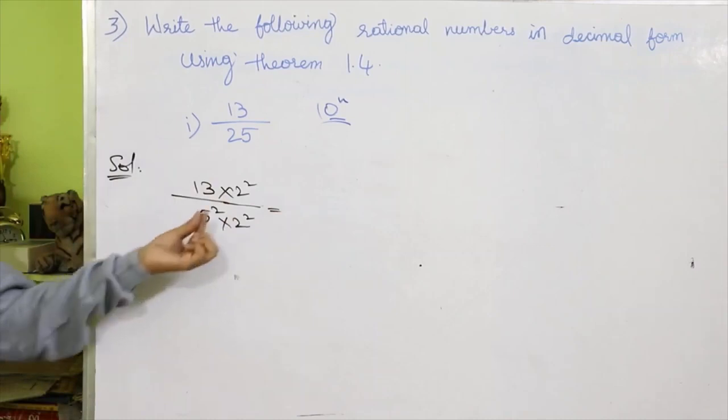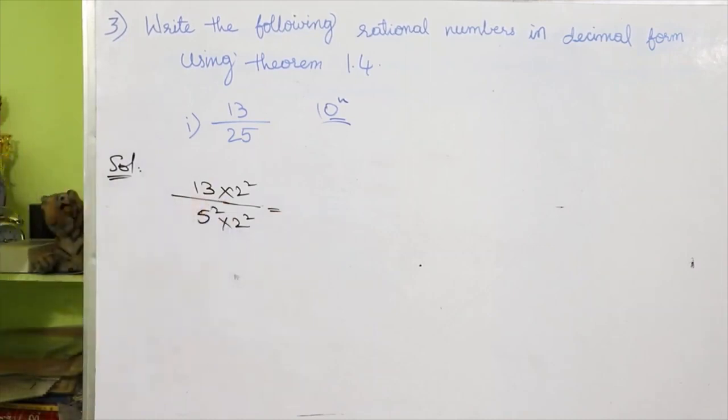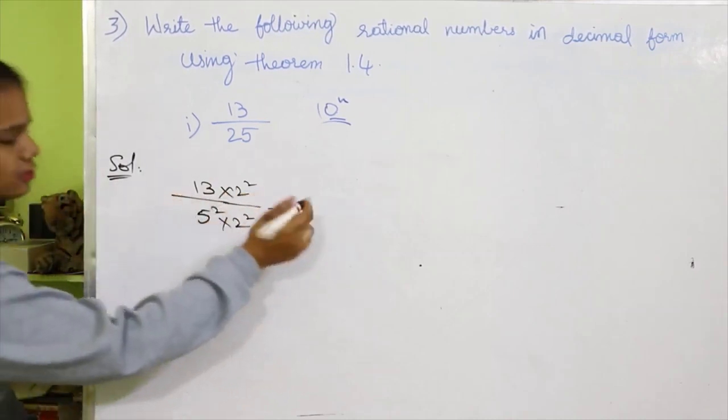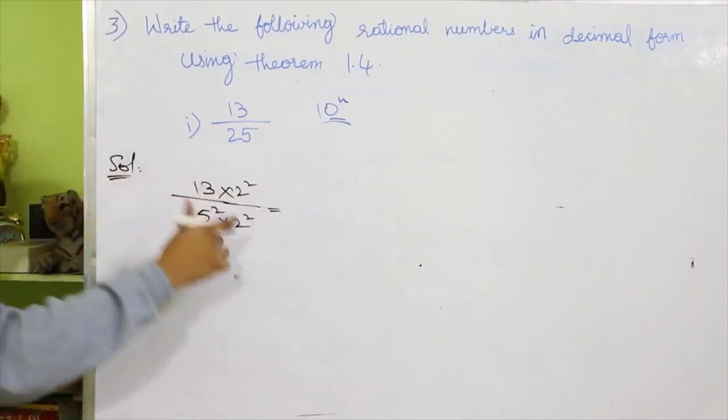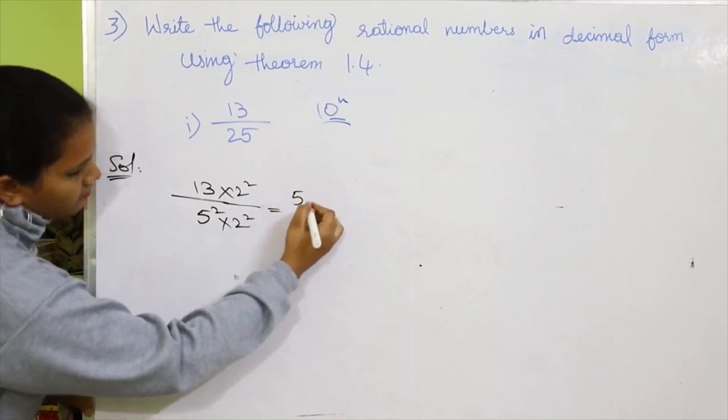Okay, so let it be. Now here clear? Now what you do, you have 2 square, right? 2 square means 4. 13 fours are 52. Okay, just go directly 13 into 4. 13 fours are 52.